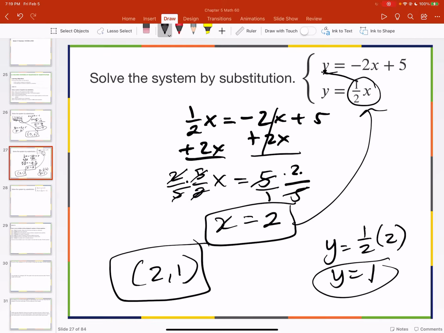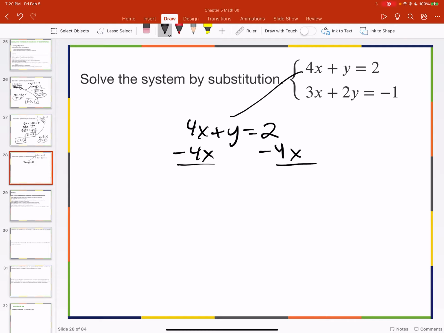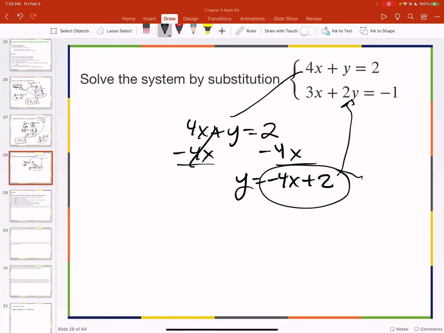So let's do another one. What if you have a system of equations where none of them is in the nice form y equals? What you do is solve for one of the variables in one of the equations and then use that to plug into the other. So here you get 4x plus y is equal to 2. Solving for y, I'm going to subtract 4x from both sides, and I get y is equal to -4x plus 2. Now I'm going to plug it into the second equation so that I can get everything in terms of x and then solve it.